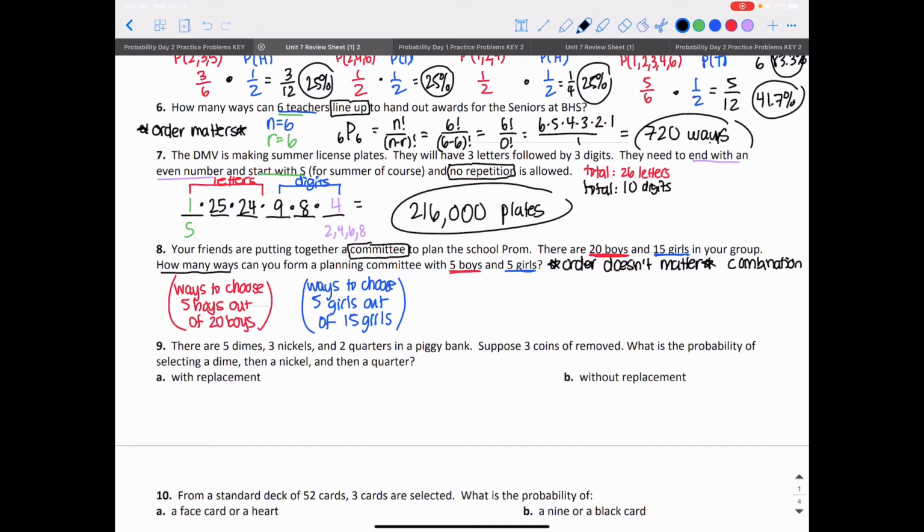In order to find these 2 separate things together, collectively, just like if I was looking for outfits, if I had 2 shirts and 5 pants to choose from, I know I would be multiplying those options for each together. Well, there's this many options for choosing the boys, this many options for choosing the girls. I want to know the options for choosing the 10 people. So I'm multiplying those 2 things together.